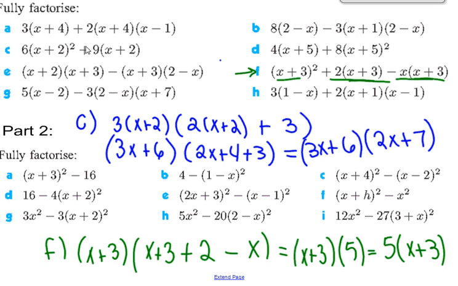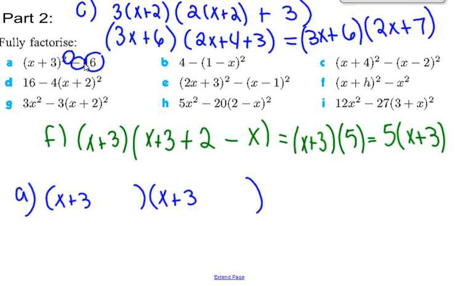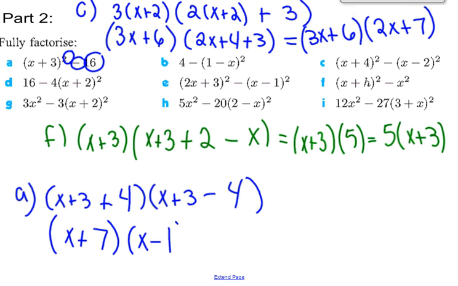Okay, just to show you some examples, the ones below, looking at letter A here, we have a difference of squares. We have a minus, we have a perfect square here, and we have a perfect square here. 16 is a perfect square, so we have a difference of squares. So for letter A, we're going to take the square root of x plus 3 squared, or just x plus 3, times x plus 3, and then we'll have plus the square root of 16 and minus the square root of 16. So plus 4 and minus 4. And then we'll just simplify that. So we've got x plus 7 and x minus 1.